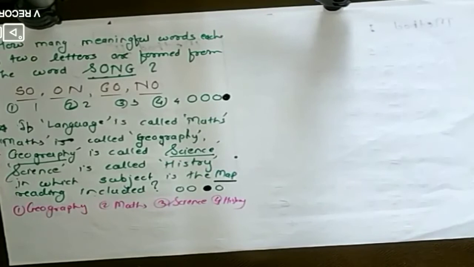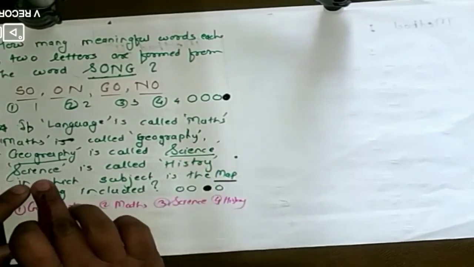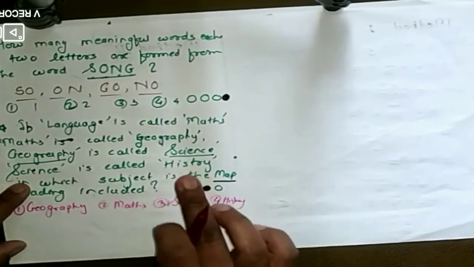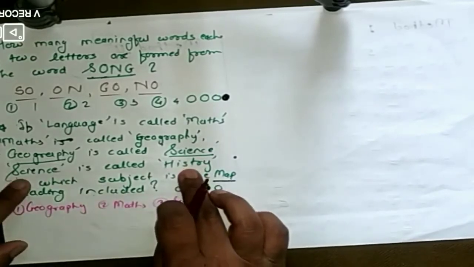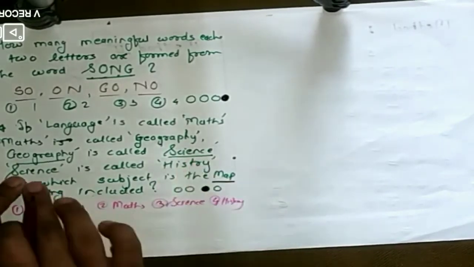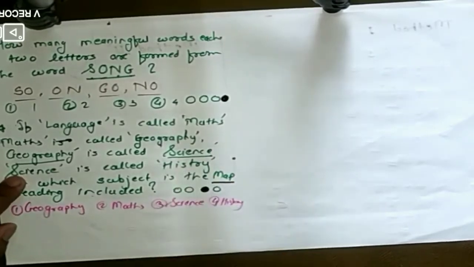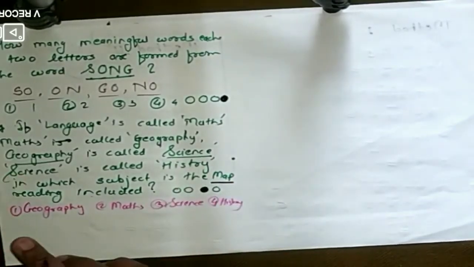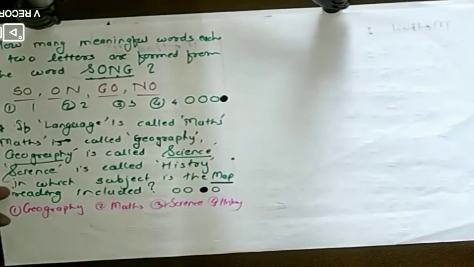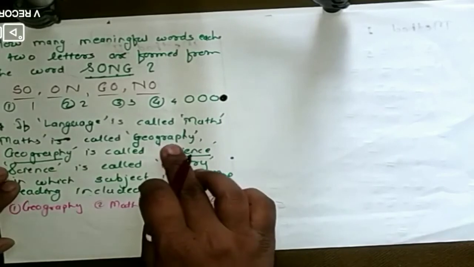If they ask in which subject we are studying the digestive system, actually we study the digestive system in science, but science is called history. So the answer is history, not science. Understand? If they ask in which subject we are studying the construction of a triangle, actually we study it in maths, but maths is called geography.